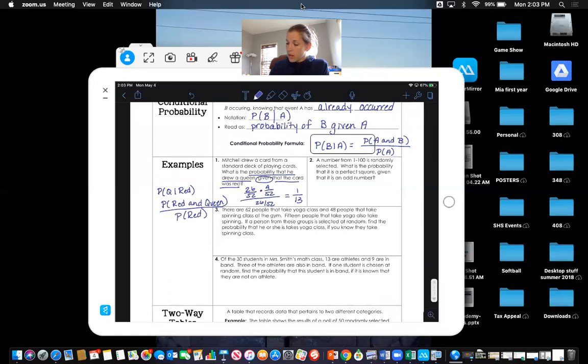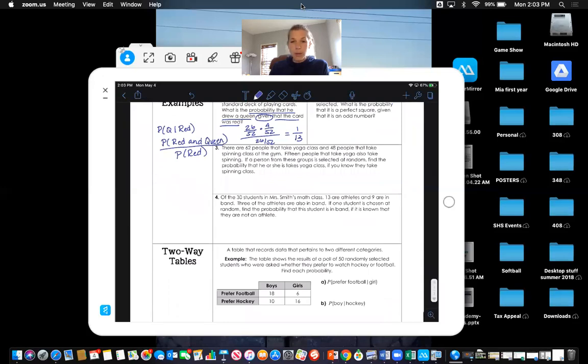So looking at question number 3. There are 62 people that take yoga class and 48 people that take spinning class. 15 people that take yoga also take spinning. If a person from these groups is selected at random, find the probability that he or she is taking a yoga class, if you know, so that's another way of saying the word given. So we want the probability of them taking yoga given they take spinning.